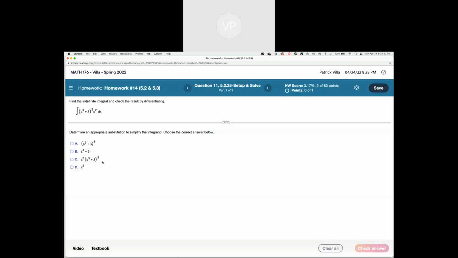Okay, let's look at number 11 here. Now, I hate giving these when there's s's, because these do look like 5s for some people. So I'm going to try to make it very clear, and hopefully I don't make that mistake. So we have s cubed plus 3, to the 5th power, and there's an s squared here, and we're going ds.